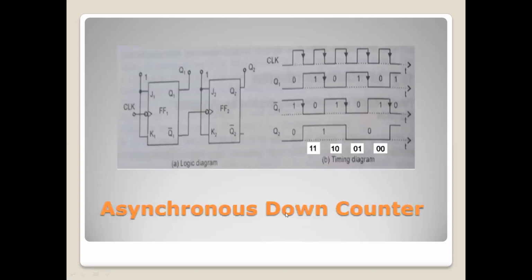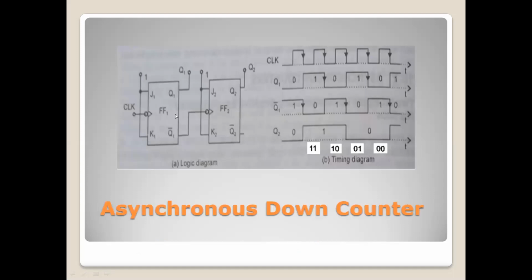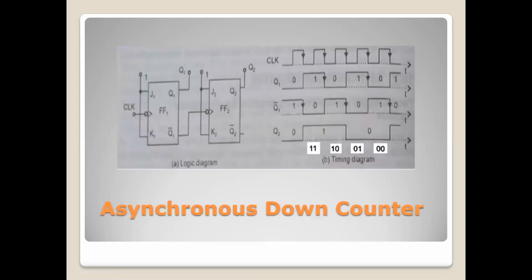And coming to the asynchronous down counter, the only change is, in the up counter we gave Q0 to the clock of the second flip-flop. Here what is the change? Not from Q1, sorry, not from here. We are giving from Q1 bar. From the Q1 bar, we are giving the clock to the second flip-flop.